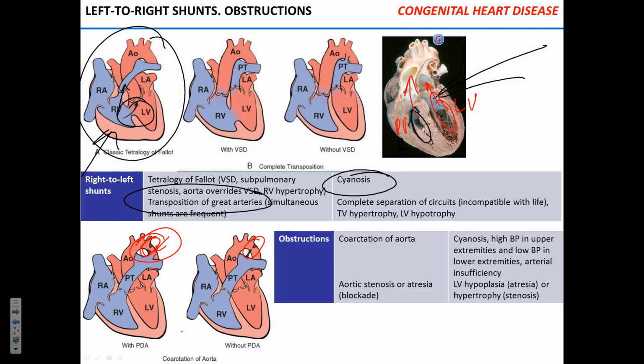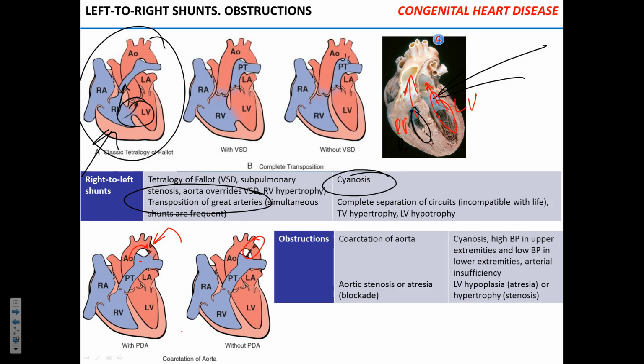What is coarctation? Look at this. This is a narrowing in the aorta. So you have a normal pipe, and then it narrows down, and then it's wide open again. So when blood flows through the aorta, what's going to happen to the blood flow through the coarctation? It's going to slow down.